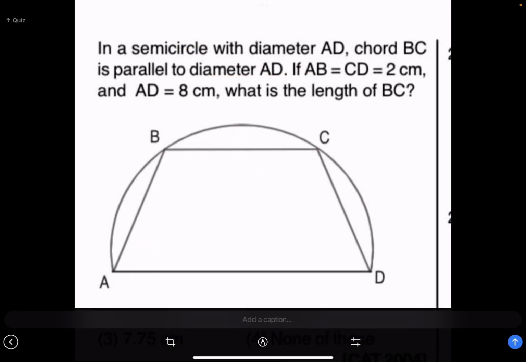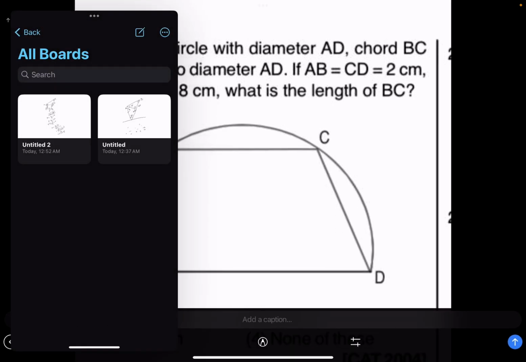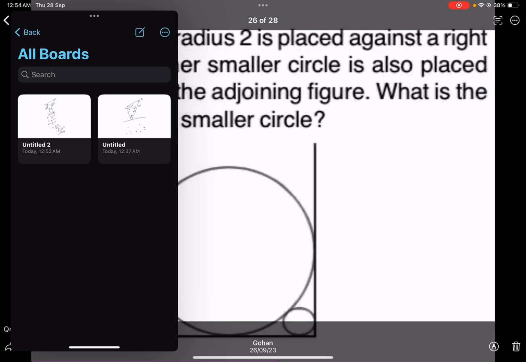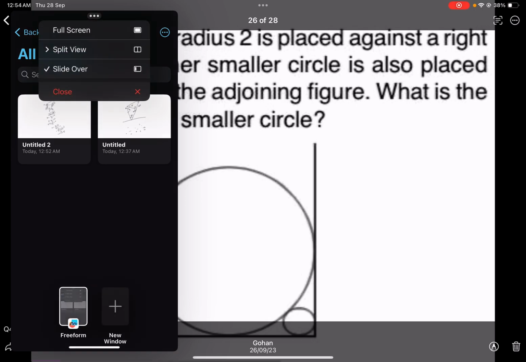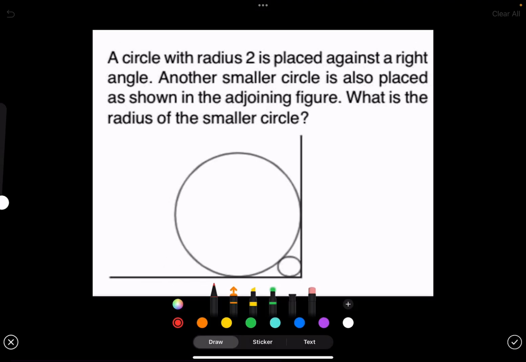Only this much was supposed to be known for this question. Okay, next one. This is also a good one. A circle with radius 2 is placed along this. Another smaller circle is also placed. What is the radius of the smaller circle?